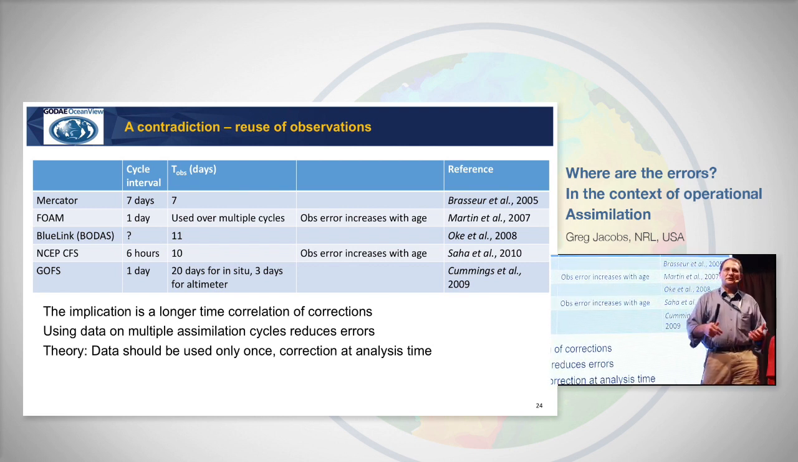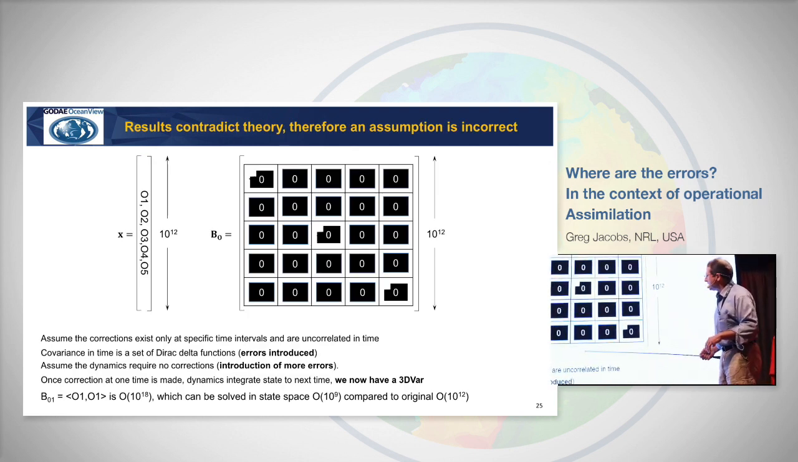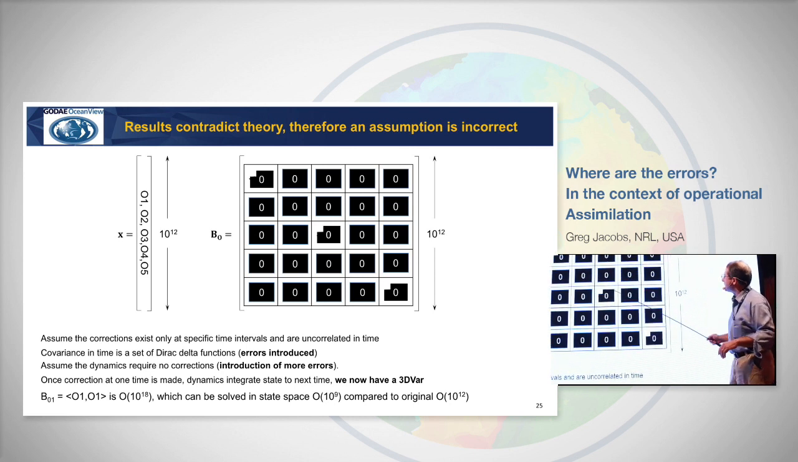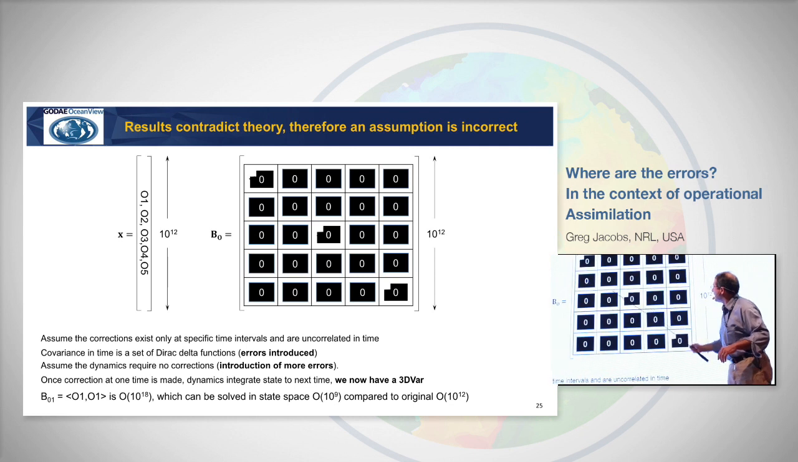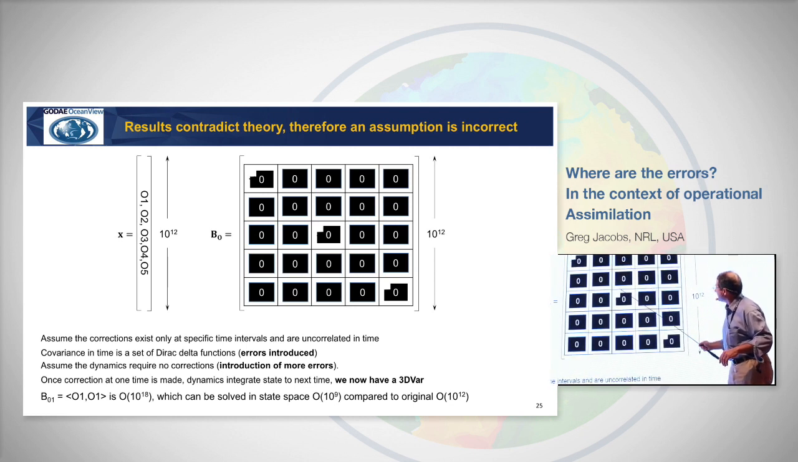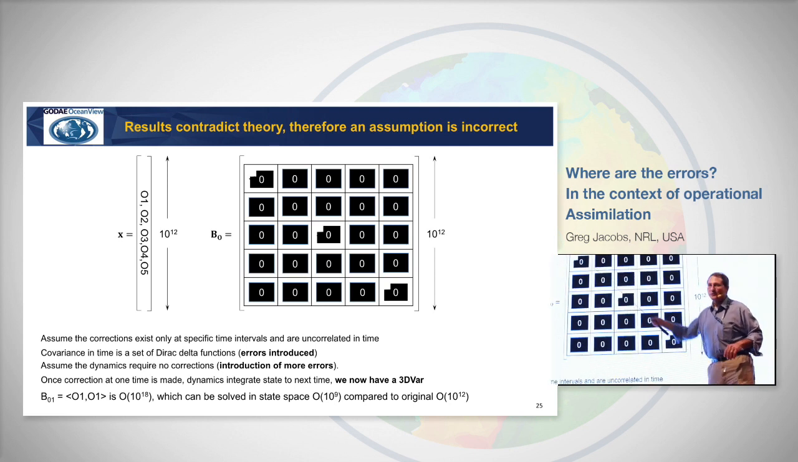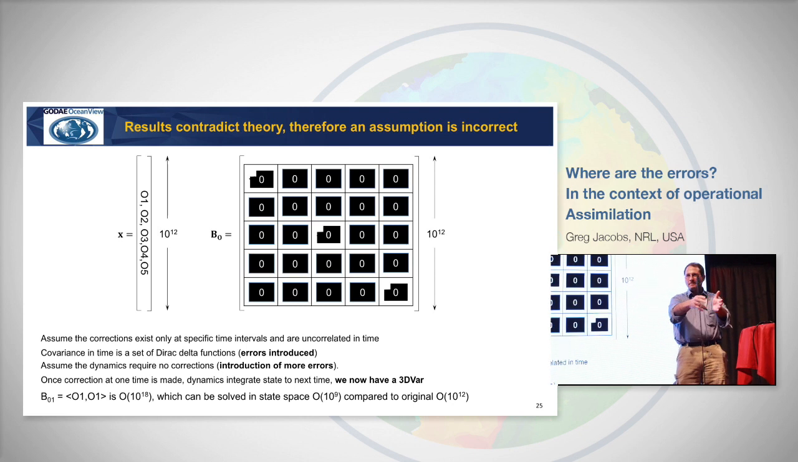So proof by contradiction, what does that mean? That means one of our assumptions that we made before is wrong. So which assumption was that? Let's go back to this matrix here, where we said we're going to assume all these things are zero out here. We're going to assume that the errors or corrections at this time are not correlated to the errors or corrections at this time. So we've limited the influence of the observations to be just at one time.